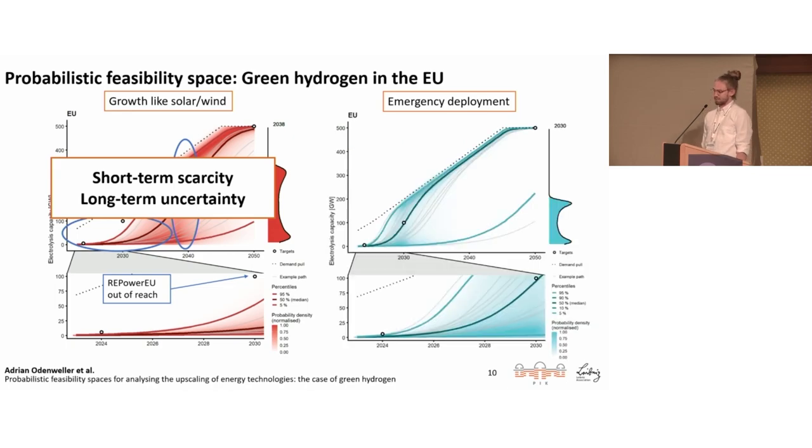If we then plug this back into our model, we end up with another probabilistic feasibility space under this emergency deployment scenario. What's interesting here is that the breakthrough is accelerated considerably, by around 10 to 15 years for the EU, and on the global level even more. And this is what's necessary to really keep the REPowerEU target within reach. I'm not fully convinced that this is appreciated by all policymakers when setting these really ambitious targets.